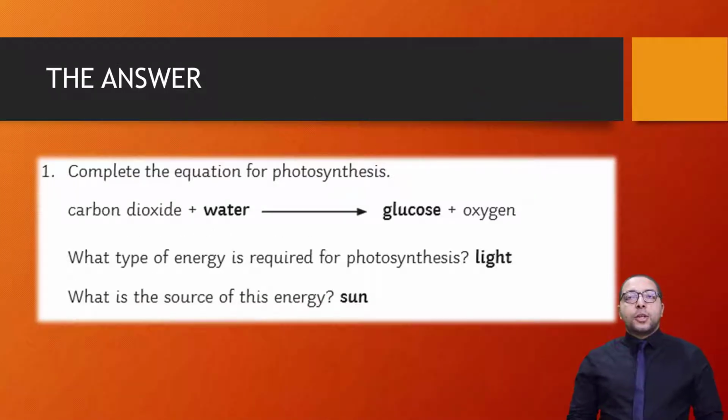In the word equation, we have carbon dioxide. When we add carbon dioxide along with water, we get glucose plus oxygen. And don't forget to put on top of the arrow that we have sunlight along with chlorophyll. What type of energy is required for photosynthesis? We require the sun energy or solar energy. And what is the source of this energy? This came from the sun.